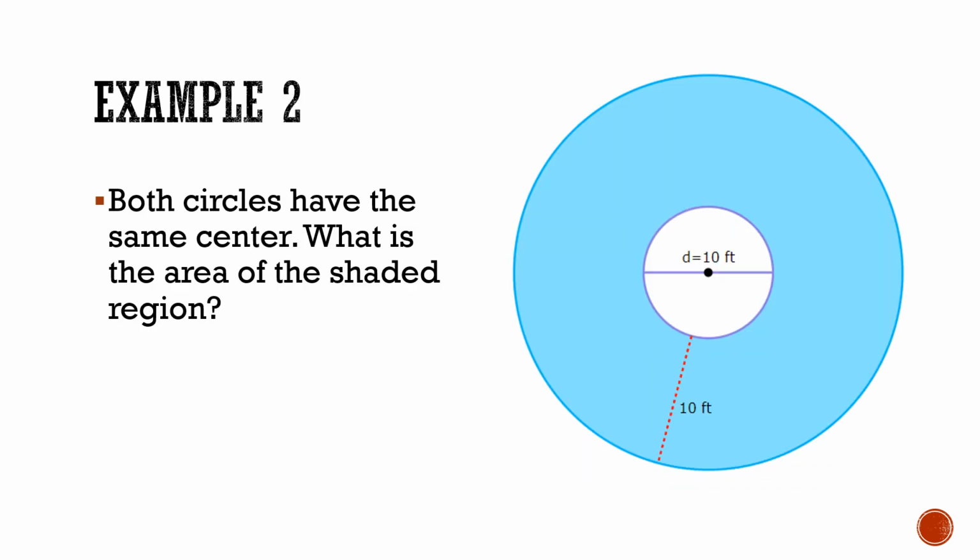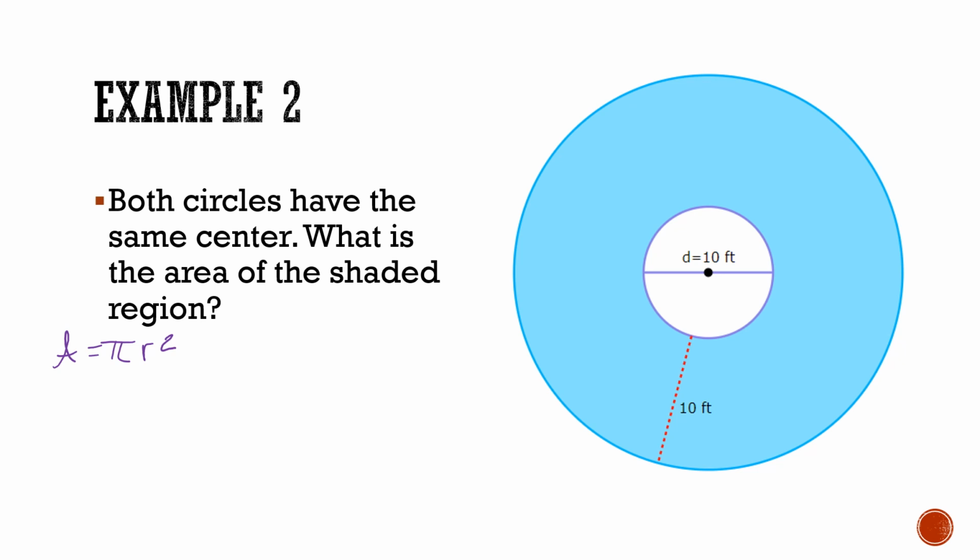Okay, in example 2, we have circles. We are talking about the area of a circle. So it's been a while since we've talked about that, so you're going to have to think back to your formula for area of a circle, which is A equals pi times the radius squared. So it tells us that both circles have the same center, and we're finding the area of the shaded, which is the blue in this case.